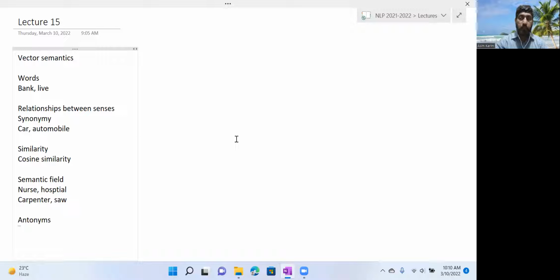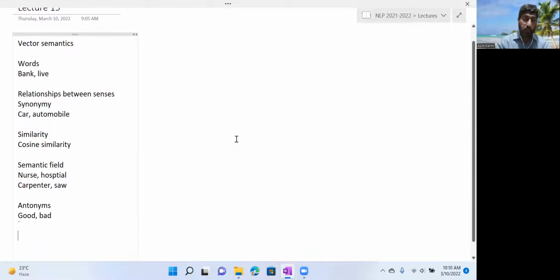So antonyms, of course, the senses are opposite. For example, good, bad, opposite senses. But still they are related. They belong to the same semantic field, in this case of antonyms. And then, of course, you can have various other semantic fields, the semantic field of positive words.